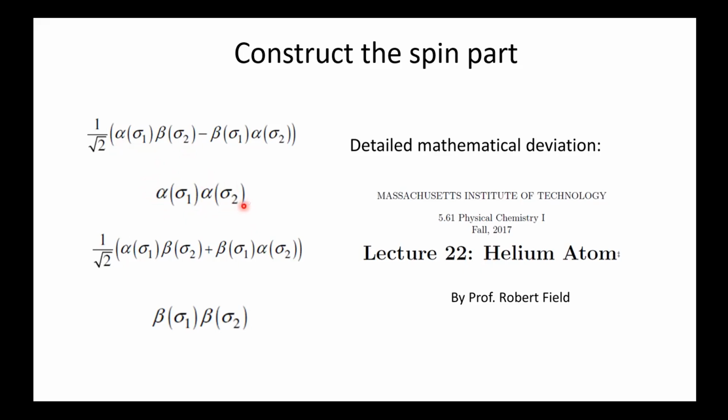And this is a very nice lecture series from MIT. I mentioned this also in my previous lecture. It's 5.61, called Physical Chemistry 1, and it was taught by Professor Robert Field. There is also a series of videos recorded on YouTube, which is free. You can access those if you have time and interest. In lecture 22, he gave a very detailed mathematical derivation for both the spatial part and the spin part. So this can be regarded as some extended reading if you have time.